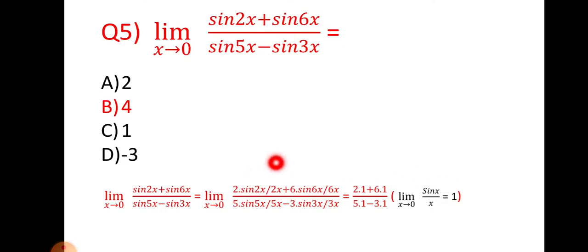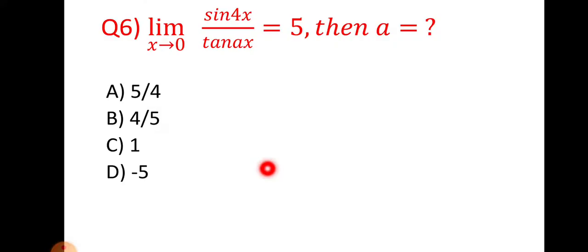And likewise, we can write 2 plus 6 divided by 5 minus 3. That is 8 divided by 2 will give us 4. 4 is in option choice B. Now let us move to question number 6.